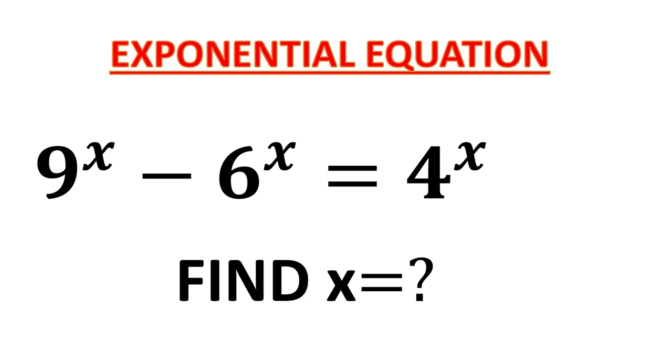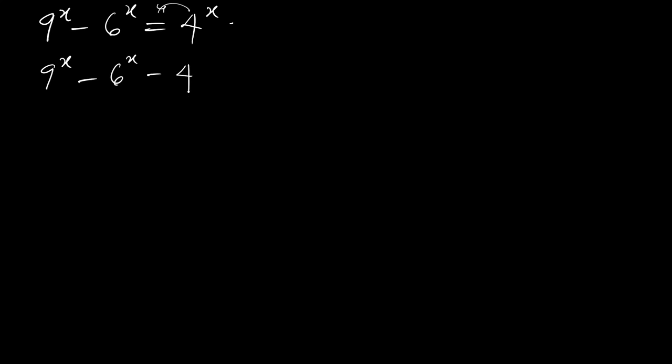This video is all about an exponential equation in which we're asked to find the value of x. Now let's proceed to solve this particular problem. We are given 9 to the power x minus 6 to the power x is equal to 4 to the power x. Moving the 4 to the power x to the other side, you have 9 to the power x minus 6 to the power x minus 4 to the power x equal to 0.